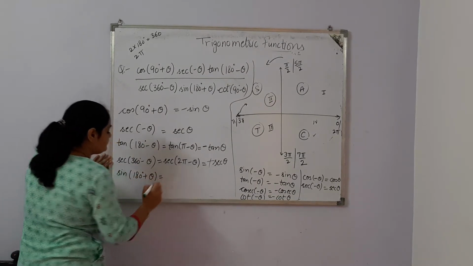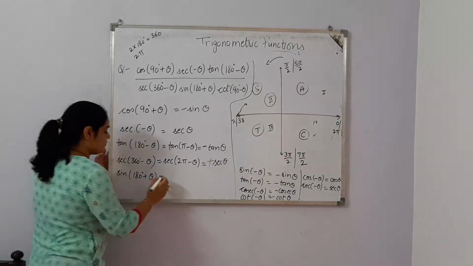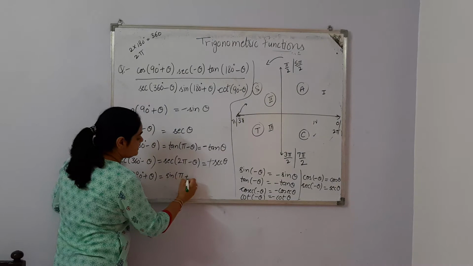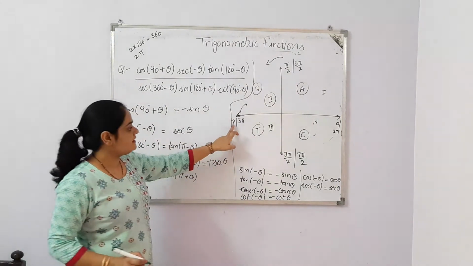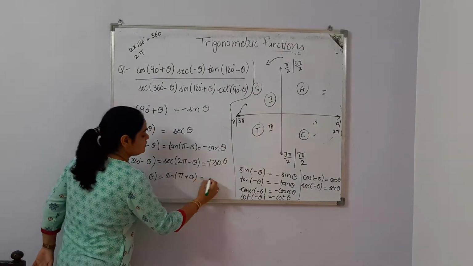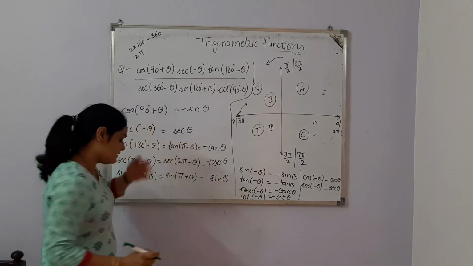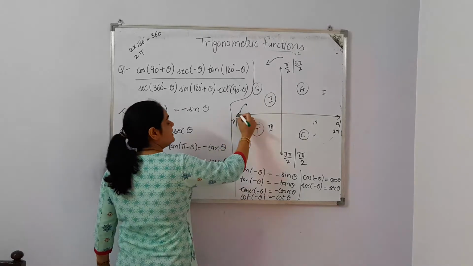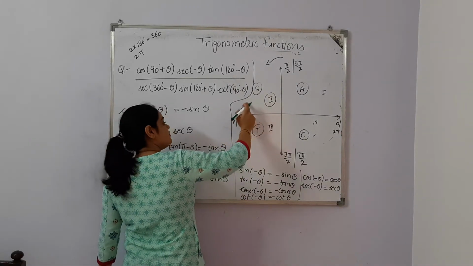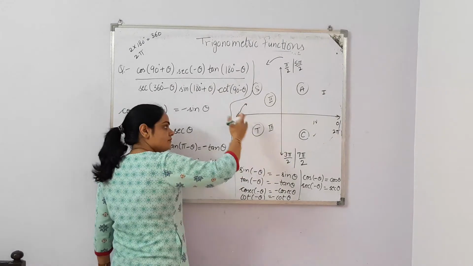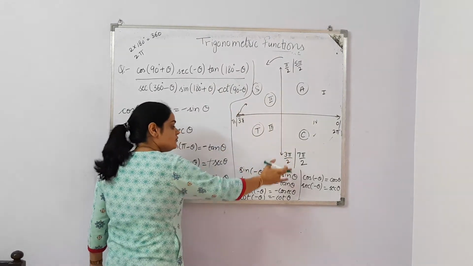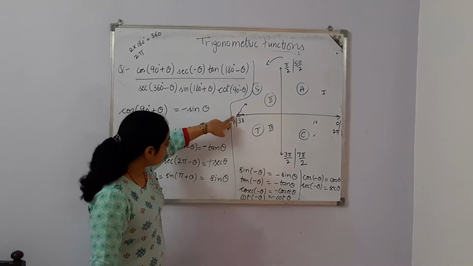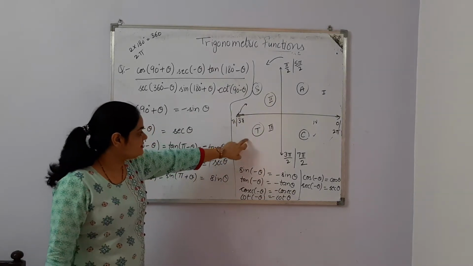Sine of 180 plus theta. So 180 means pi, sine of pi plus theta. Where is pi? Pi is on this horizontal line, that means there is no change. It will remain sine. Pi plus means anti-clockwise. Where is pi? Here it is pi, anti-clockwise. Anti-clockwise is this direction. If this is your 9, we need to move to 6, the opposite way. So pi plus means the third quadrant.